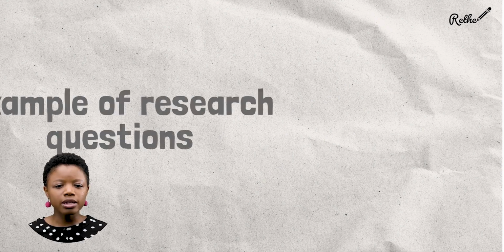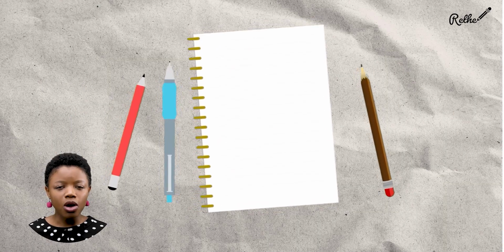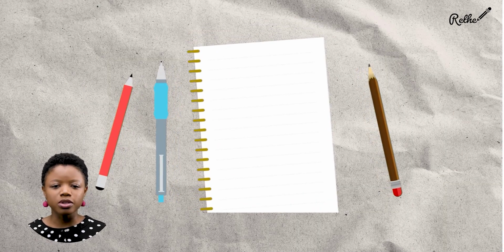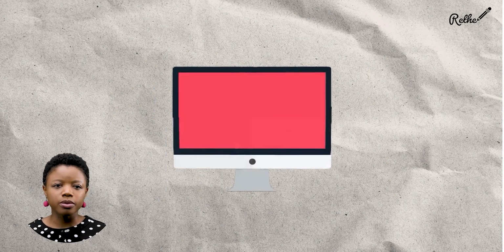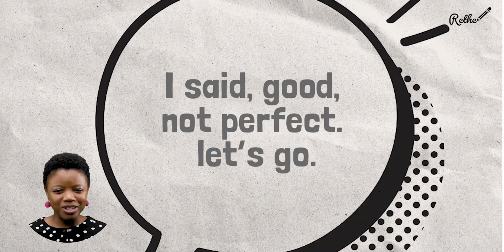Next, we're going to look at examples of research questions. I would like you to find a paper and a pen or a pencil. You can also use a note or writing app on your phone or your computer. You will have a few seconds to think about what makes the following questions good. I said good, not perfect. Let's go.